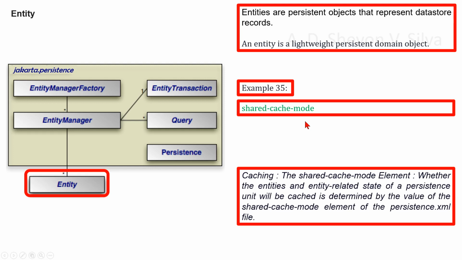The value ALL causes all entities and entity-related state and data to be cached. The value NONE causes caching to be disabled for the persistence unit. Persistence providers must not cache if NONE is specified. The values ENABLE_SELECTIVE and DISABLE_SELECTIVE are used in conjunction with the Cacheable annotation or XML element.